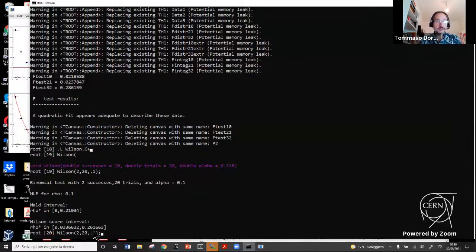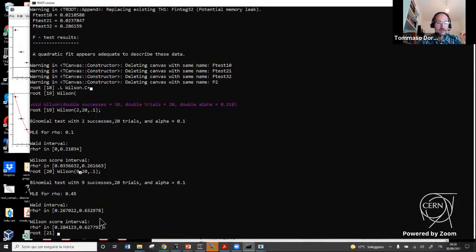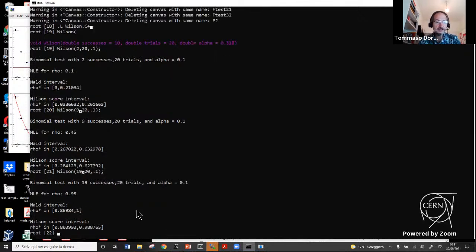Okay. Let's try what happens for 9 out of 20, so a number close to 0.5. Here you see that the difference between the two intervals is not very large, because as I said, the Wald interval is actually not so bad in the center, but it's very bad for very small and very large values. So let's try the Wilson score interval program with 19 successes out of 20 trials. You see that there is a very large difference.